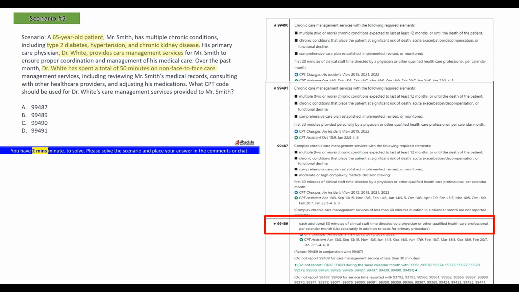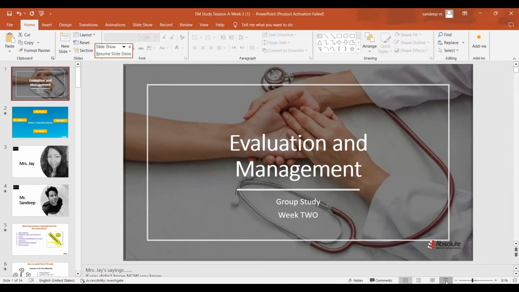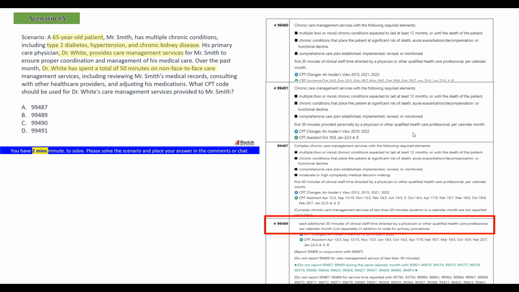Option B, 99489, is incorrect. I see a lot of the students placing option B as their answer. So why do you think option B is incorrect? Let me know, coders, those who have selected the other answer, let me know why you think option B is incorrect.